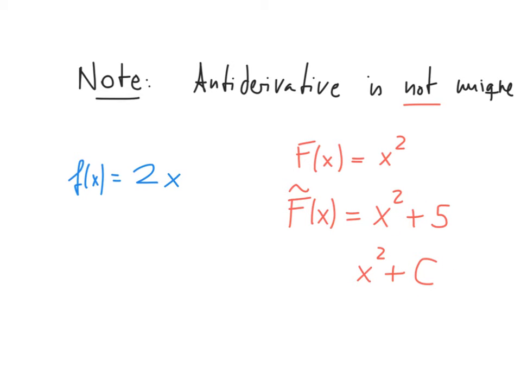So if you have an antiderivative, adding a positive or a negative constant c to it, it still stays an antiderivative. And that's why the notion of the indefinite integral is introduced, to capture this family of antiderivatives in one expression. So when you read about the indefinite integral, for instance here, the integral of 2x dx would be x squared plus c.